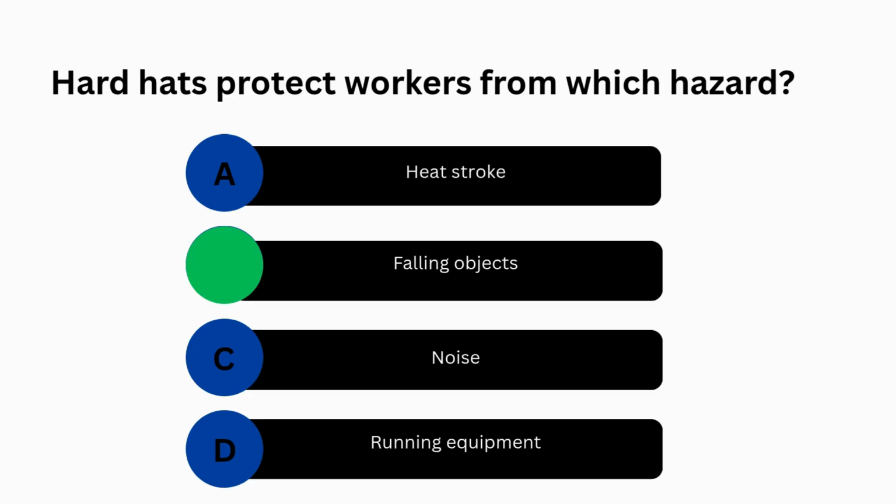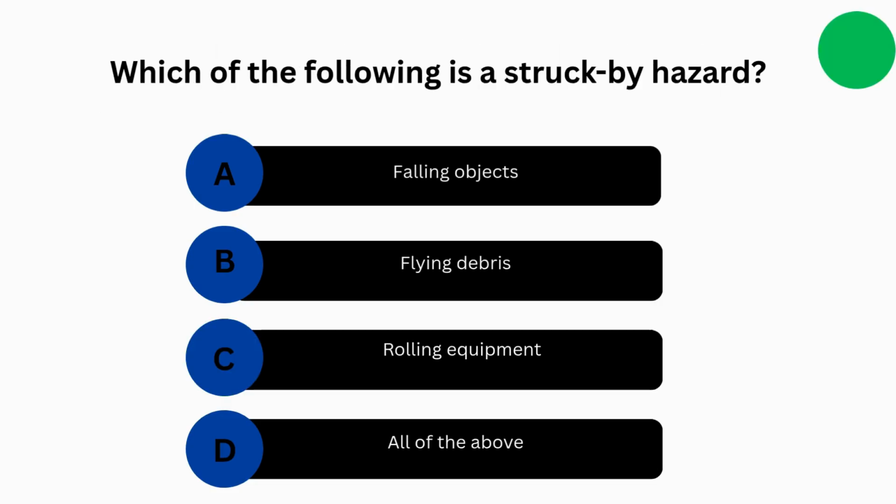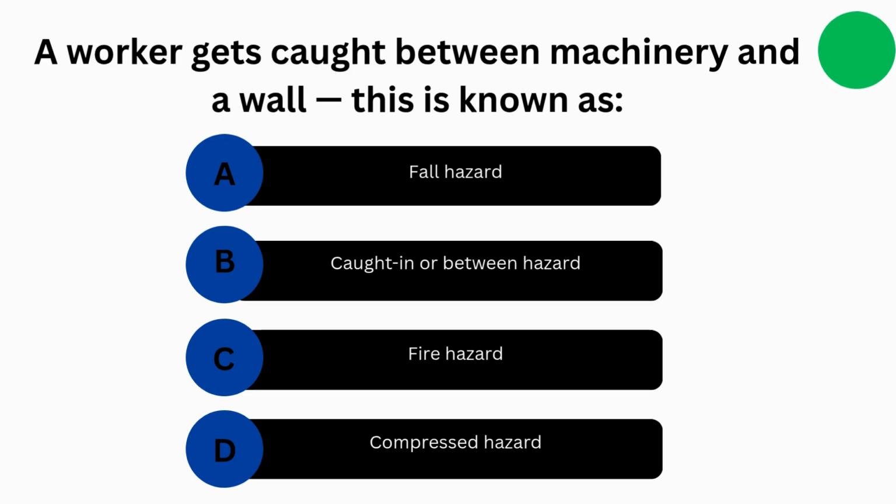Falling objects. An excavation is 6 feet deep and water is accumulating at the bottom. What should happen? Stop work. This is a cave-in hazard. Which of the following is a struck by hazard? All of the above. A worker gets caught between machinery and a wall. This is known as caught in or between hazard.